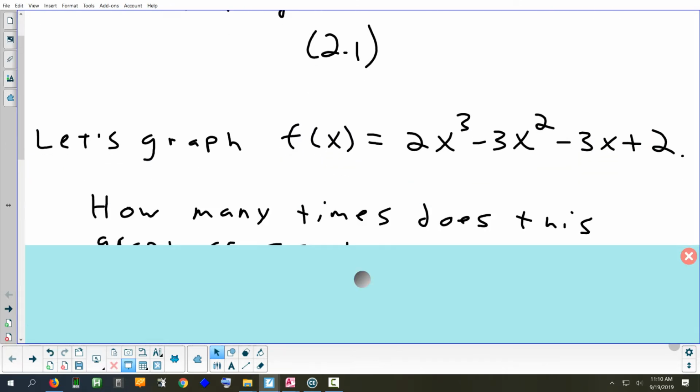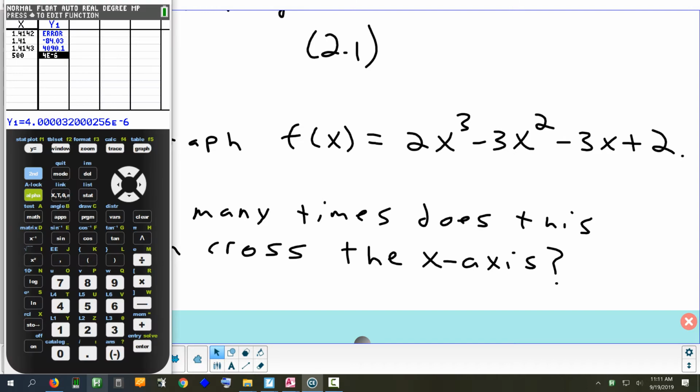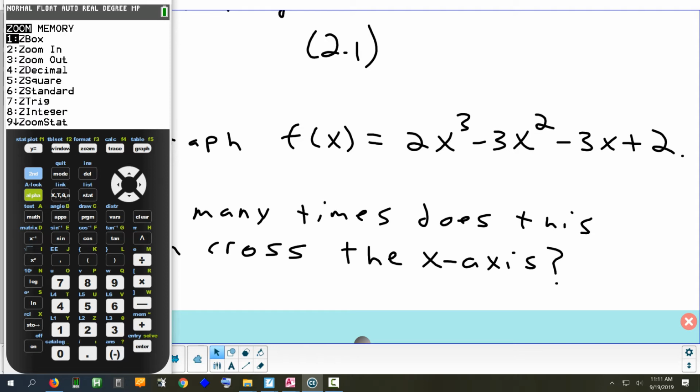So let's graph this function and figure out how many times it crosses the x-axis. Okay? At this point, I don't care where. I just want to know how many. So I'm going to clear what I have in there. Put 2x cubed minus 3x squared. Let's try x squared minus 3x plus 2. Okay, so there's my equation. Let's go zoom 6.